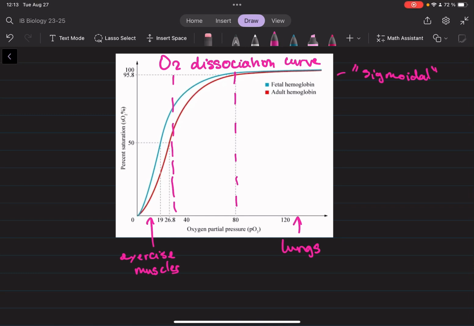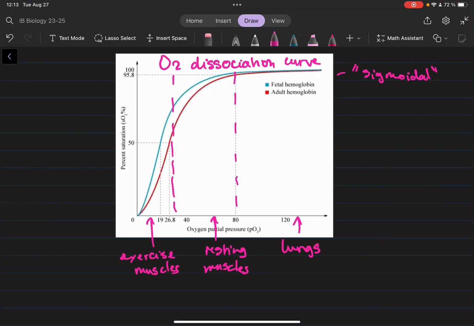And then in the middle part over here, we can have the resting muscles. So muscles that are currently not working. And this is because obviously they still need some oxygen to survive, but they don't need as much as exercise muscles, and they definitely don't have as much oxygen as the lungs have.